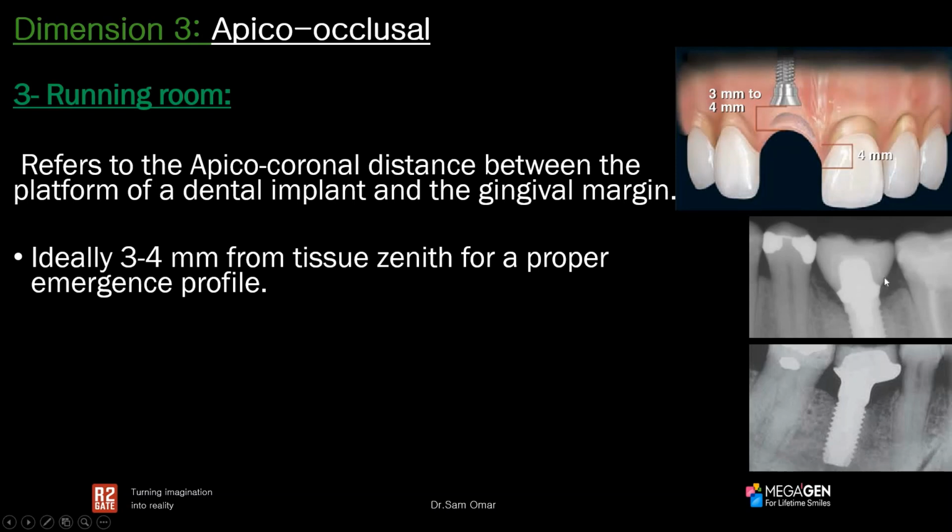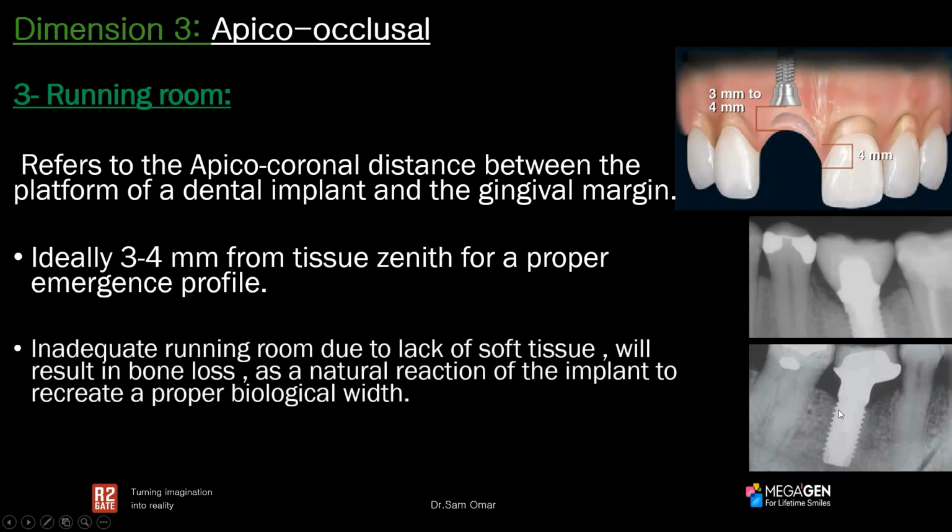On the other hand, in the picture on the bottom, you see that this is where the implant platform level is, and that's what caused a significant amount of bone loss around the collar of the implant. So inadequate running room due to the lack of soft tissue will result in bone loss as a natural reaction to the implant to recreate biological width.